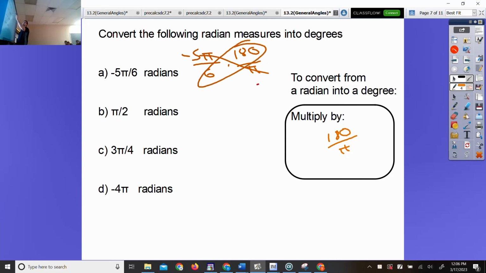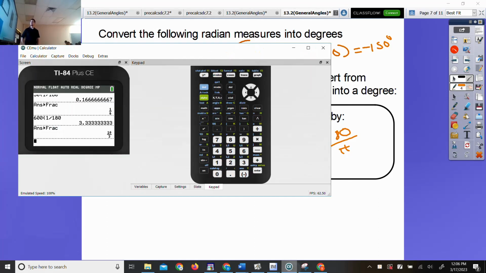180 over 6, what is it? That's negative 5 times 30. Negative 150 degrees. A lot of these things can be done quicker in your head than they can be by pushing buttons. But if you're not that kid, you can just type it in as it's written. You guys should know how to use your fraction key by now. Math, num, n over d.